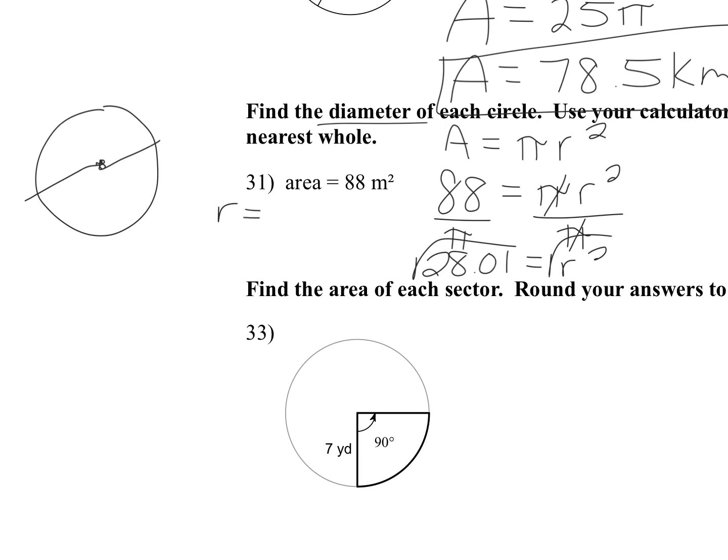5.29. If you need help with calculators, I will walk around tomorrow and help you with those. Then we just times by two. Is that our answer? No. Why not? It's the radius, not the diameter. We want the diameter. How do I get from the radius to the diameter? Multiply by 2. 10.58. So we get 10.58 meters.